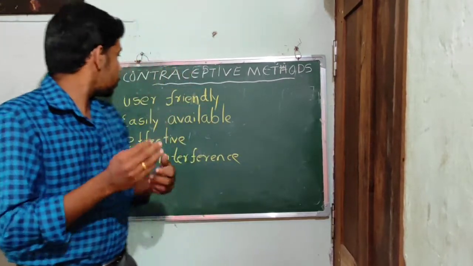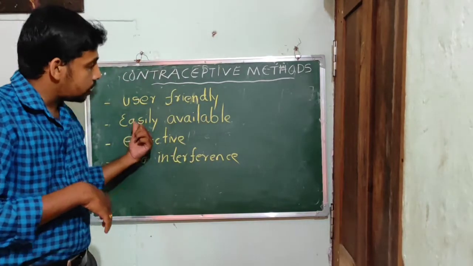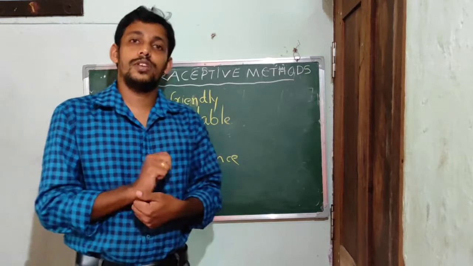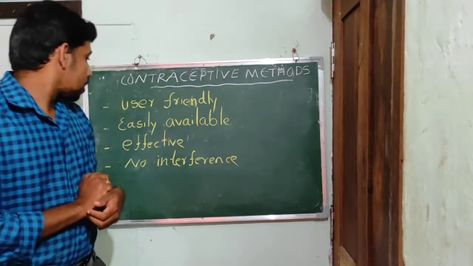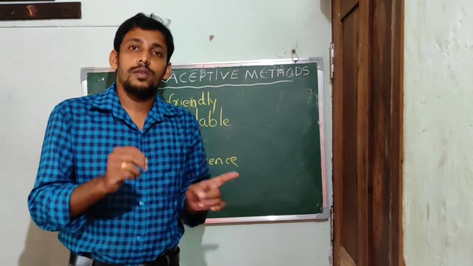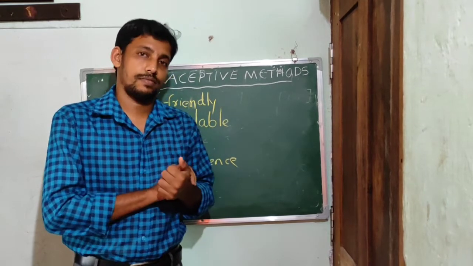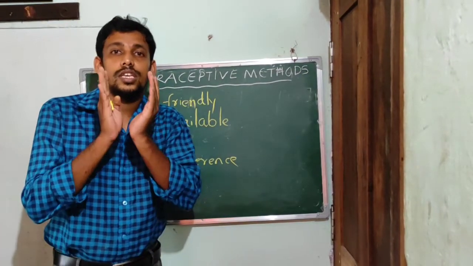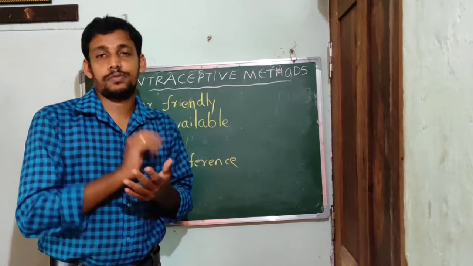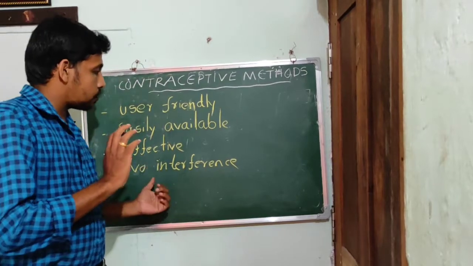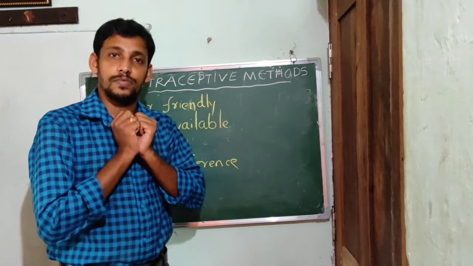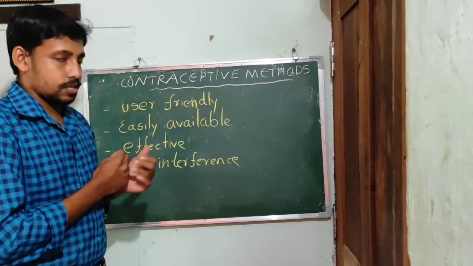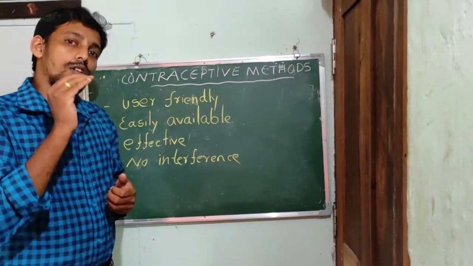So it should be user friendly, easily available, and then it must be effective. It should be effective as well as have least or no side effects. Then there should be no interference. It should not interfere with the sexual urge of the user. It should not interfere with the reproductive health of the user. So these are the basic characters of an ideal contraceptive.